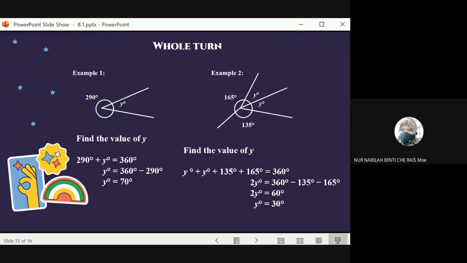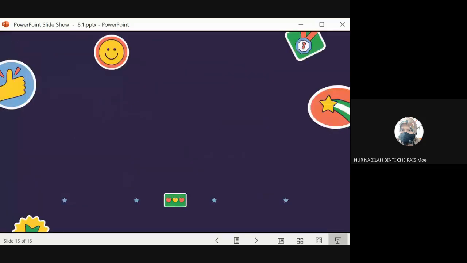Okay, so this is how you find the angle. If you are given a right angle, it is 90 degrees. If you are given a straight line, remember 180. And if you are given a whole turn like this, that is 360. Okay, so that is angle.